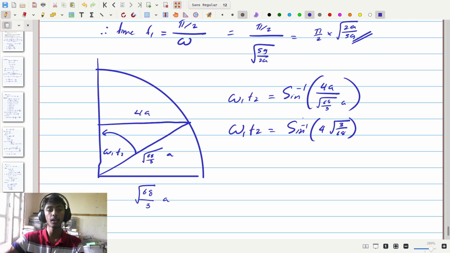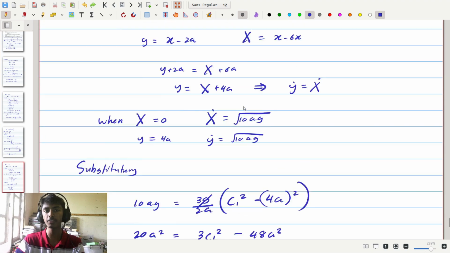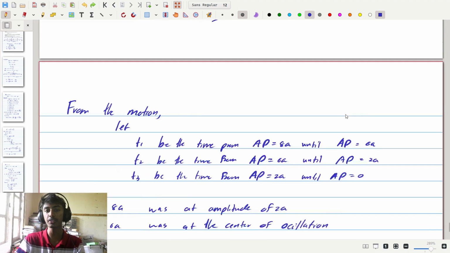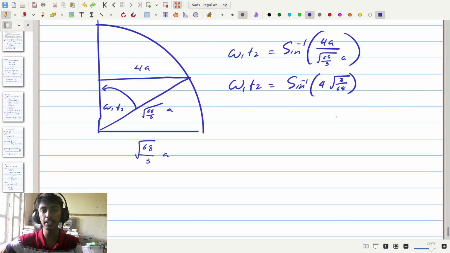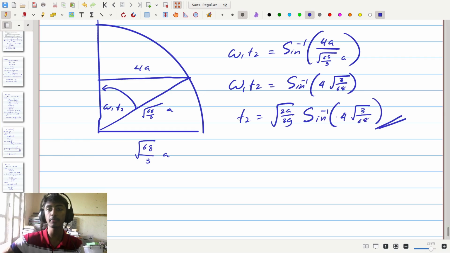So therefore, omega 1 t2 is equal to the sine inverse of 4 times the square root of 3 over 68. Now, after this, we know omega 1, which we found up here somewhere. Omega 1 is equal to the square root of 3g over 2a, so we can substitute that in. Substituting that in, we get t2 is equal to the square root of 2a over 3g multiplied by the sine inverse of 4 times the square root of 3 over 68, and that is going to be the value of t2.